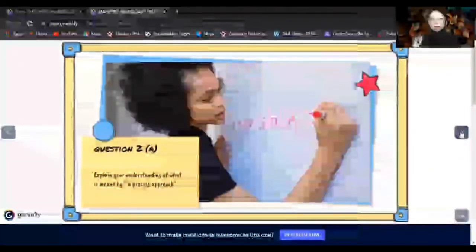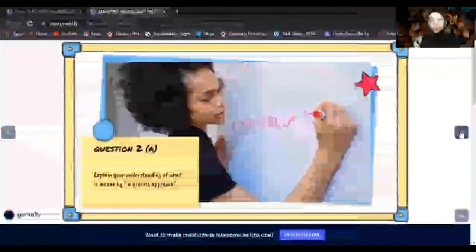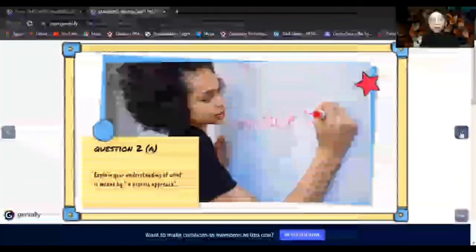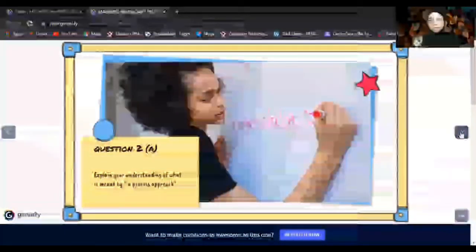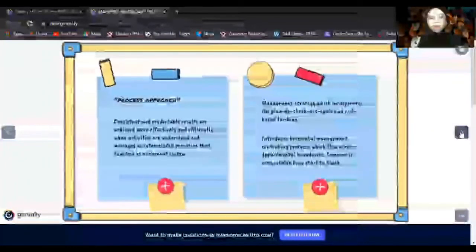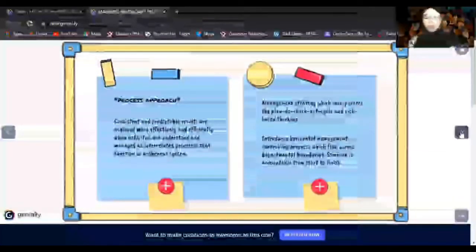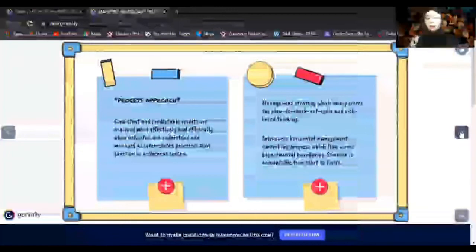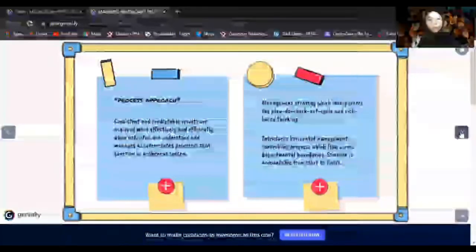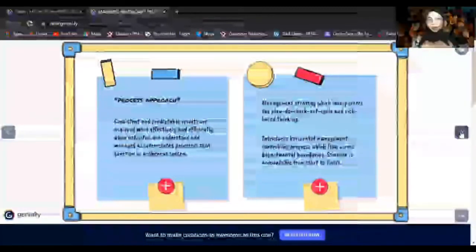Okay, I will answer question number 2A. The question is: explain your understanding of what is meant by a process approach. The introduction of ISO 9001:2015 means that consistent and predictable results are achieved more effectively and efficiently when activities are understood as integrated processes that function as a coherent system.